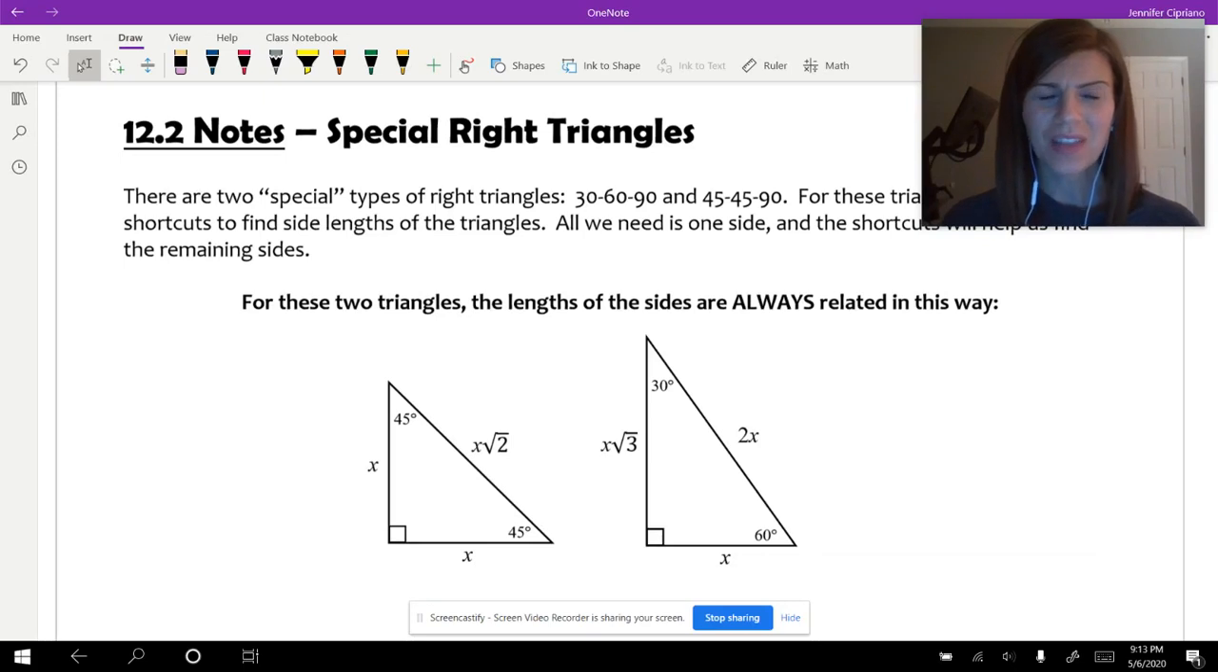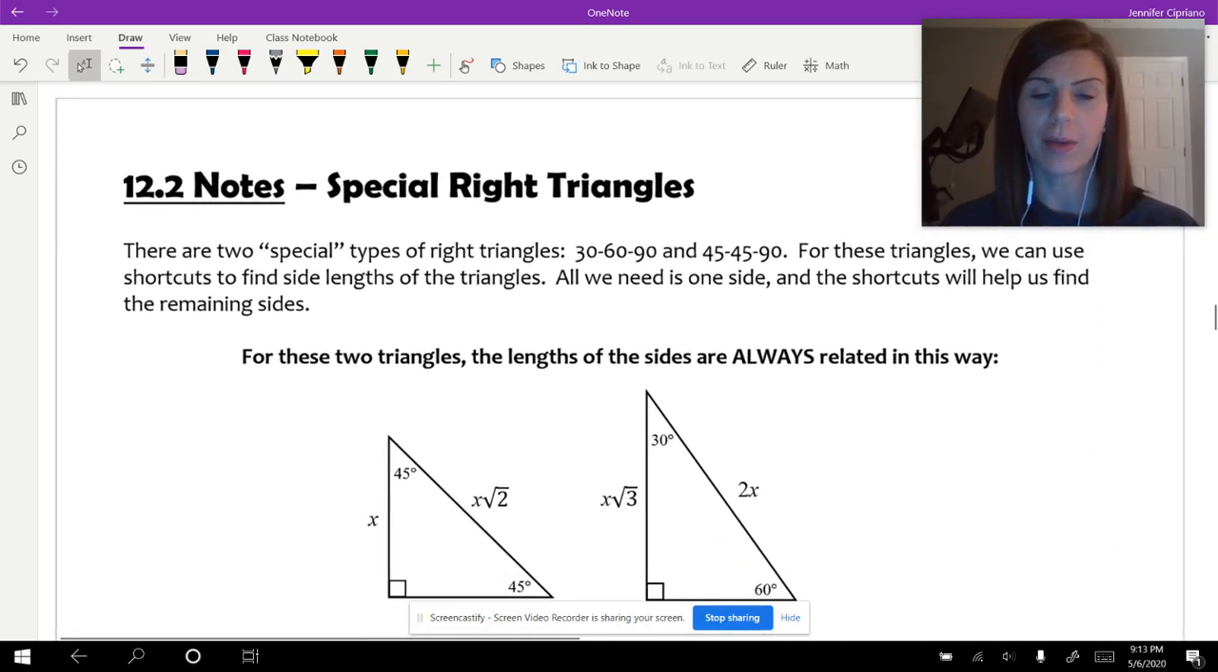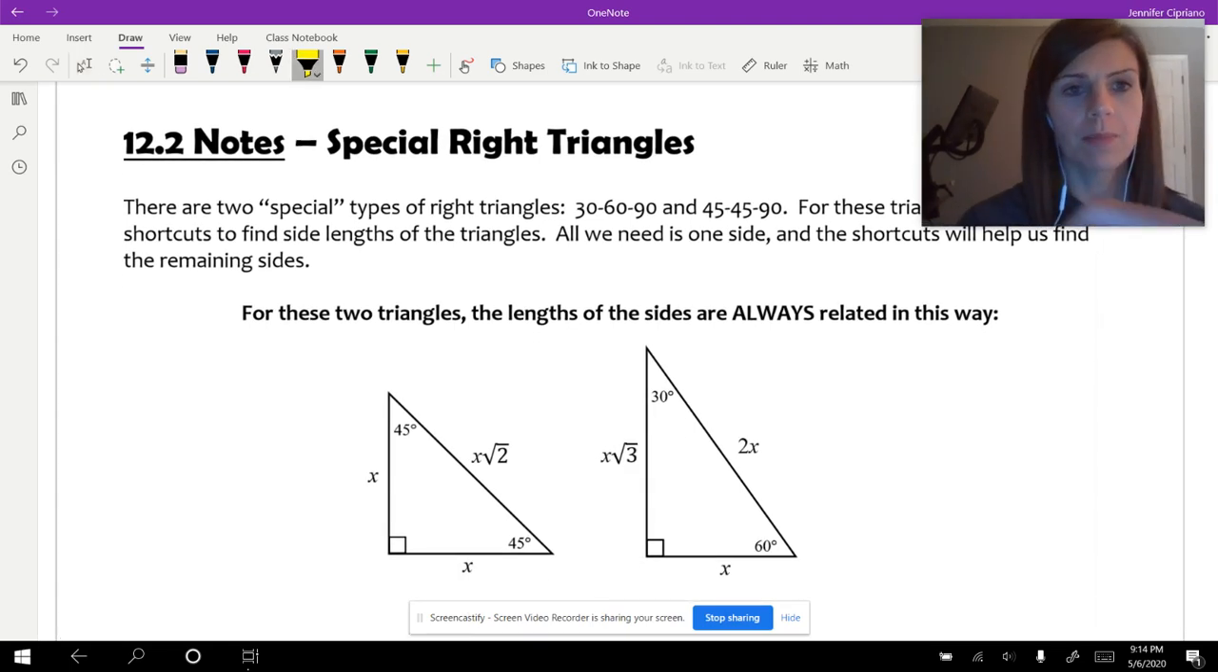Hey everybody. So today we are going to talk about two very special right triangles in trig. This is page 6, I believe, in your packet. There are two special triangles that happen in trig, and in these two triangles, there are some very special relationships, and we can use these relationships to find missing sides without having to actually use trig. So the two triangles have special names.